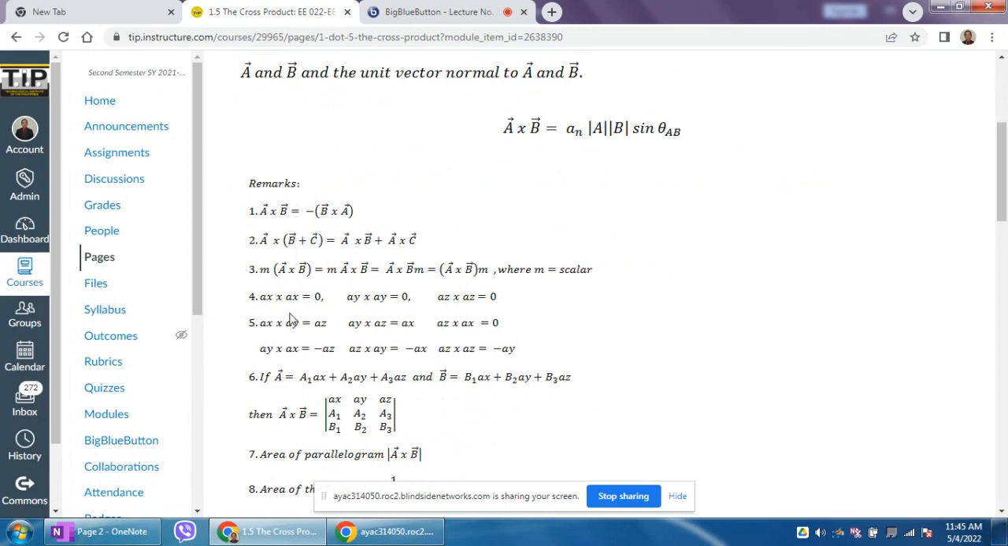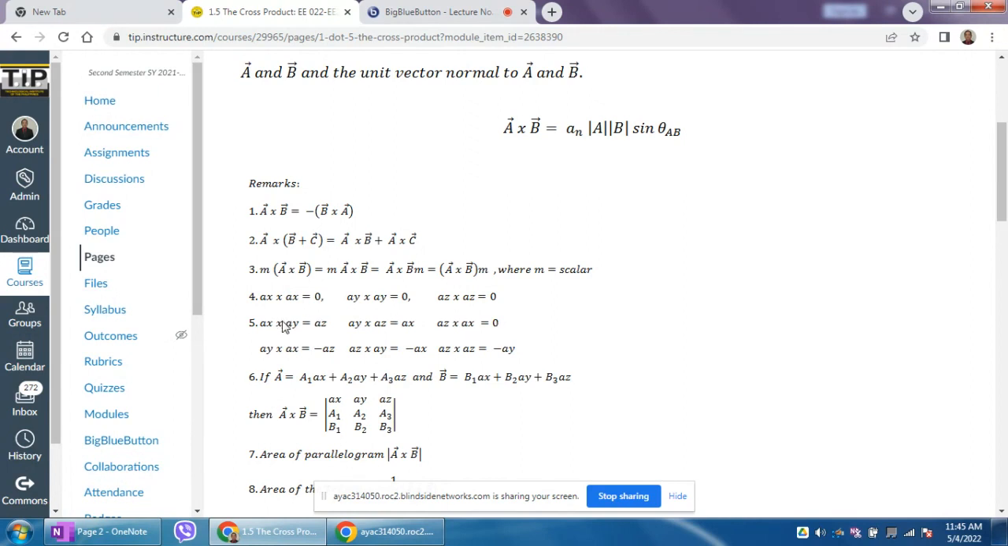Number 5, AX cross AY, AZ. Tingnan niyo po cyclic po ito, cyclical po ito. AY cross AZ is AX. Ito po, nagkamali ako dito. AZ cross AX, dapat po ito ay AY, hindi 0. Paki-correct po ito, AY po ito. So AZ cross AX is equal to AY.